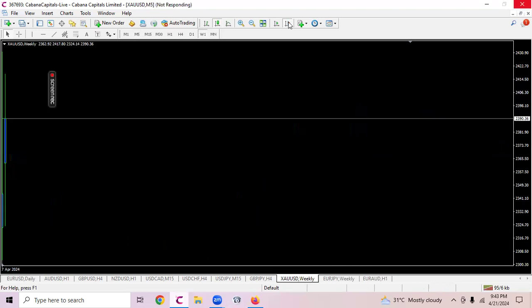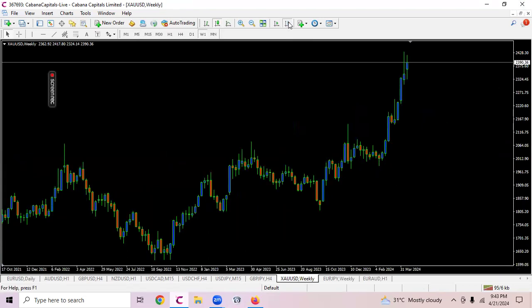Okay, Euro JPY. We'll look at Euro JPY too. So on gold, weekly charts, it is obvious that gold is still bullish. Gold is still bullish.